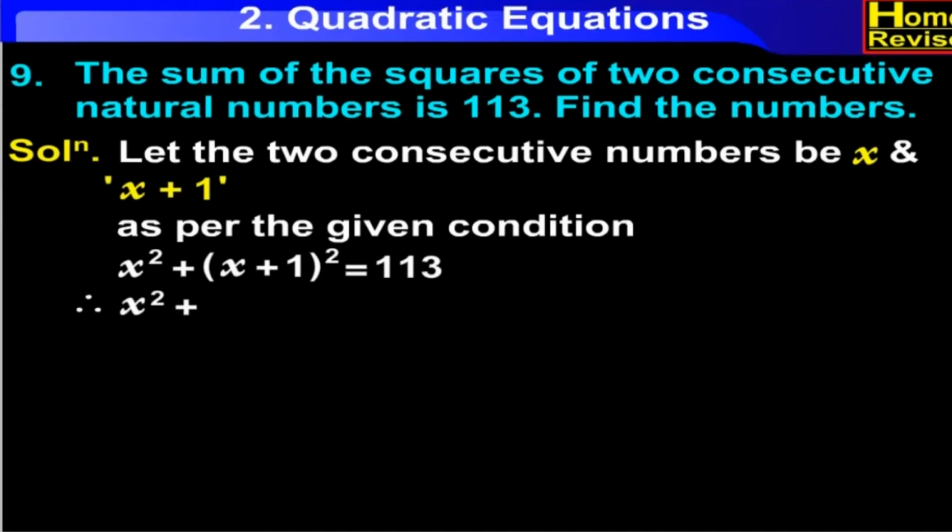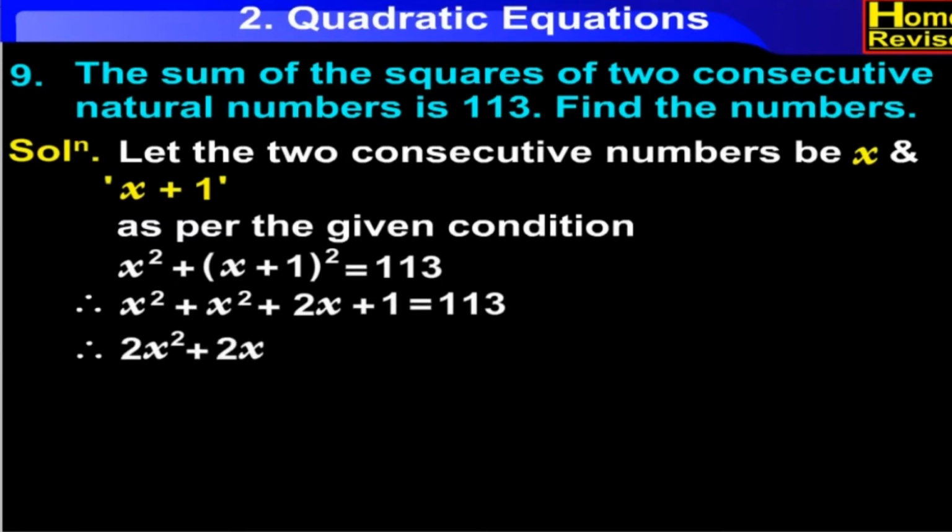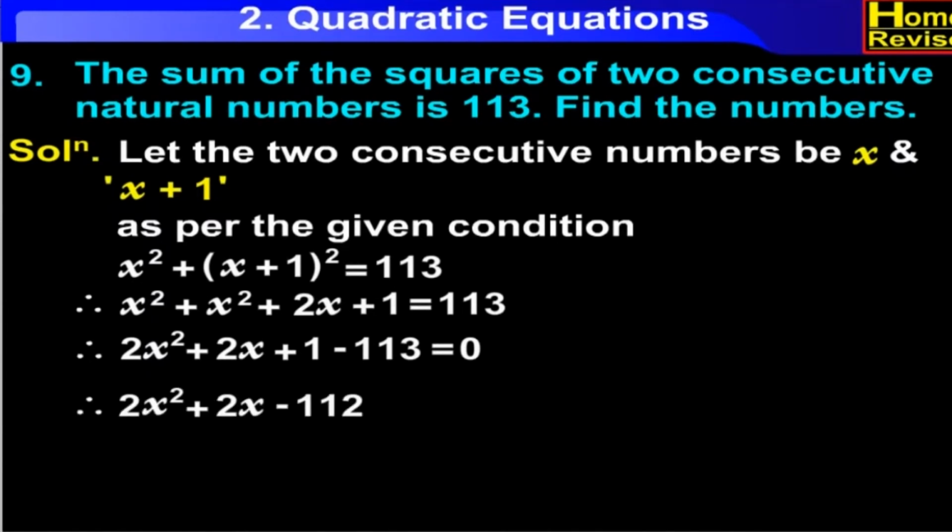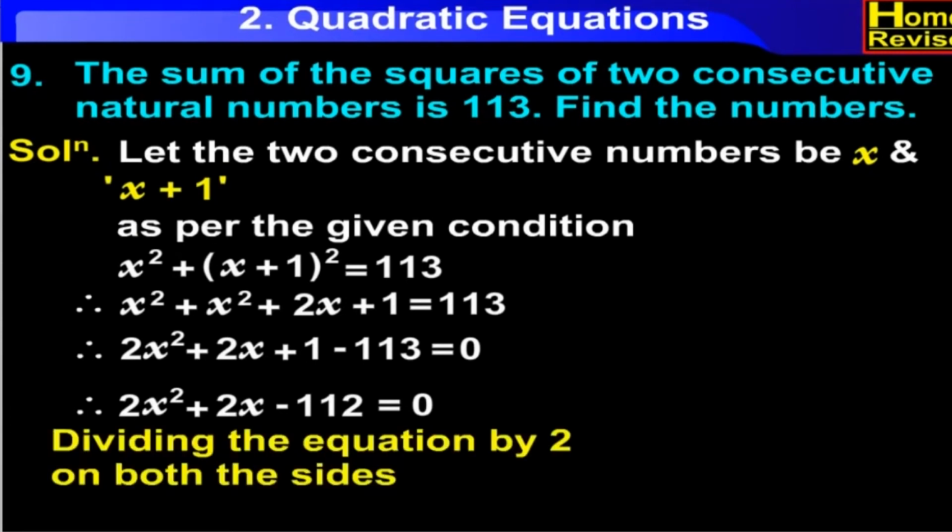Therefore, x square plus x square plus 2x plus 1 is equal to 113. 2x square plus 2x plus 1 minus 113 is equal to 0. Therefore, 2x square plus 2x minus 112 is equal to 0. Dividing the equation by 2 on both the sides, we get x square plus x minus 56 is equal to 0.